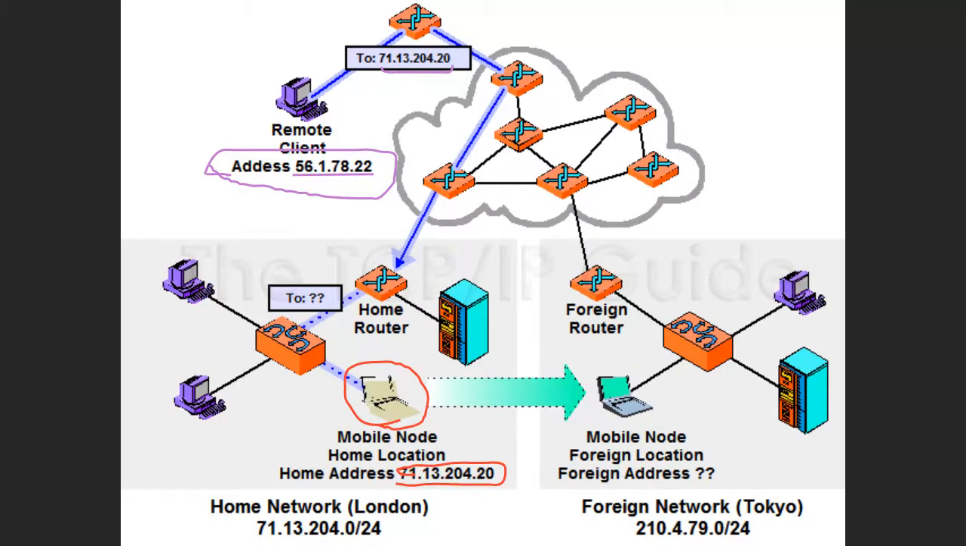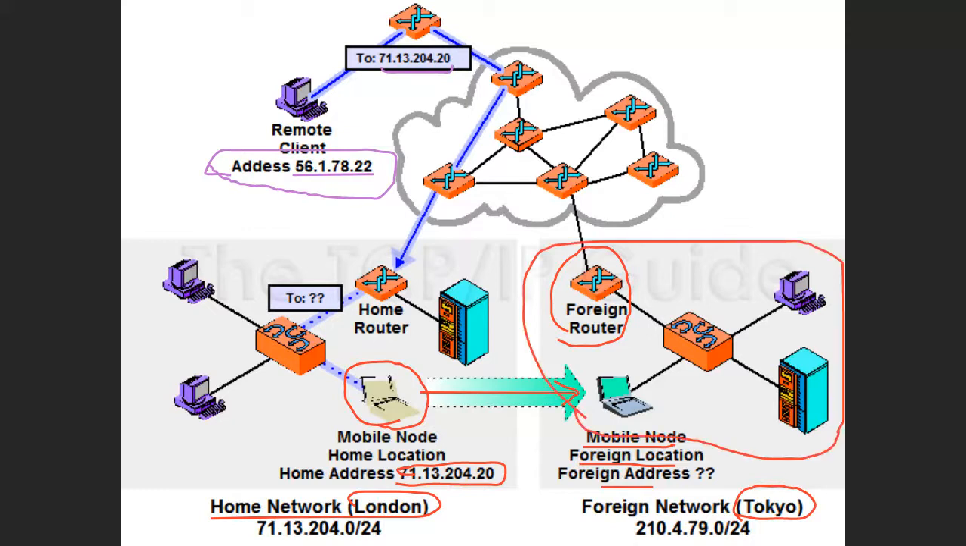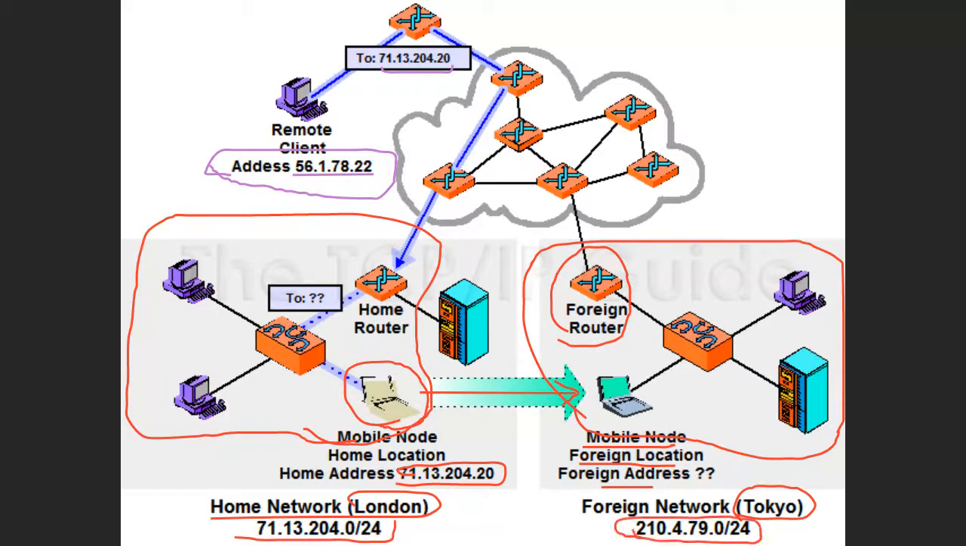But now, suppose this mobile node moves to a new network connected through a foreign router, with this new mobile foreign location. Previously, suppose the home network was somewhere in London, whereas this device has now moved to Tokyo. Both networks, London and Tokyo, are geographically separated from one another, so the network IDs are going to be different. Hence, both networks are represented using different network IDs.